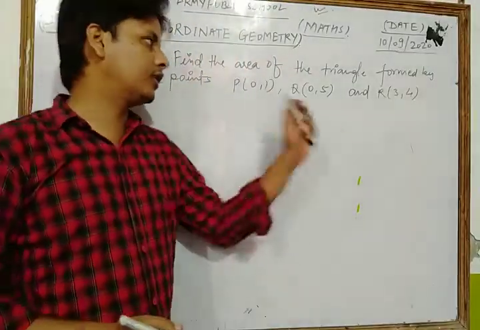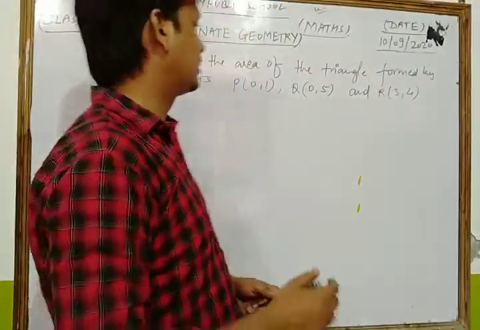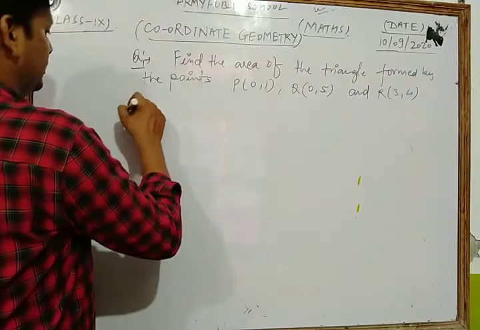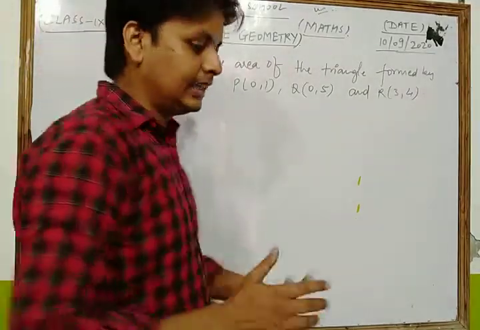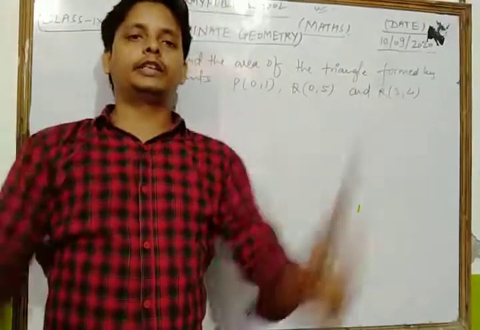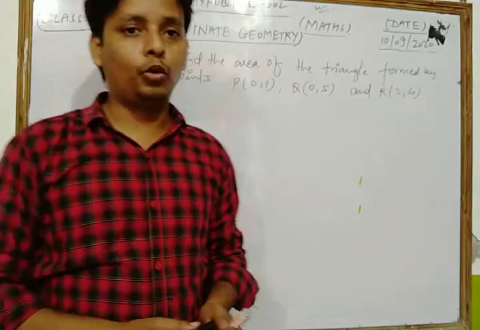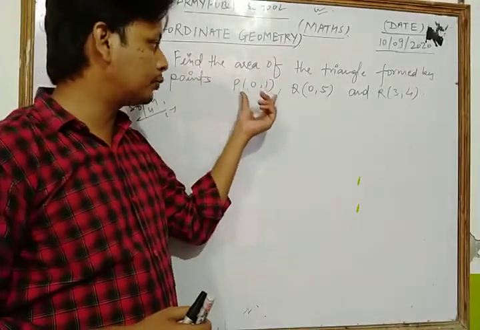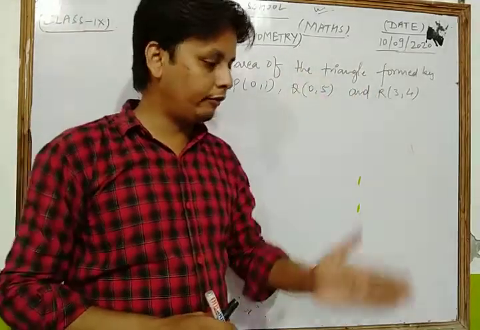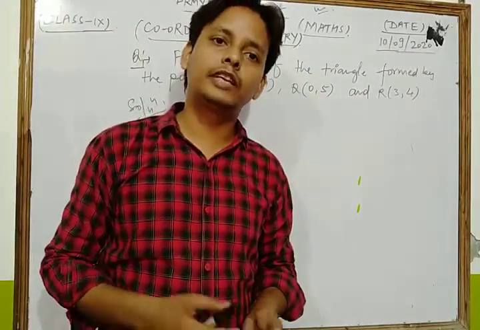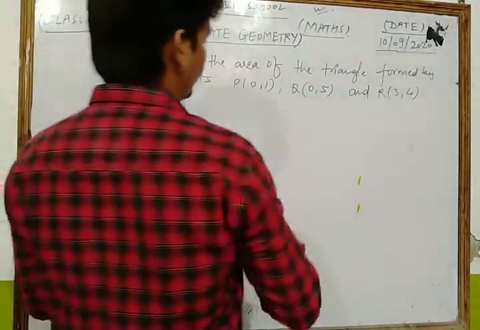Okay, dear student, this is one of the most important questions of your syllabus, so please concentrate on this question. Let's see its solution. Dear students, in this type of question, first of all we plot the points P(0,1), Q(0,5) and R(3,4) on the graph paper. Then after we can solve that question.